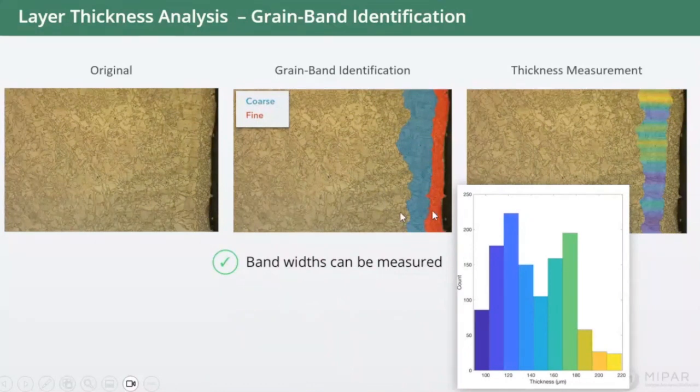This can be done in a few different ways. In MIPAR, it's an example here where once we identify the region of interest, we can perform thickness measurements and obtain a thickness distribution along the band that we're interested in.